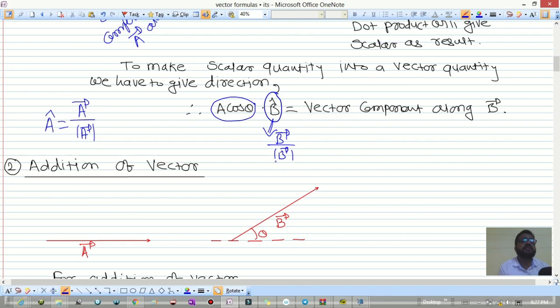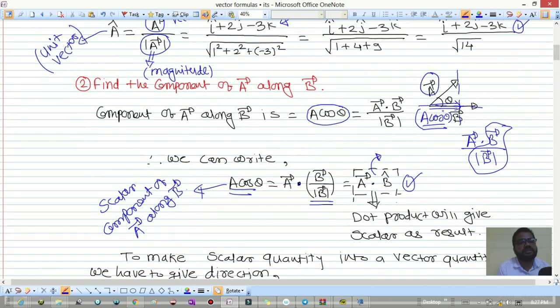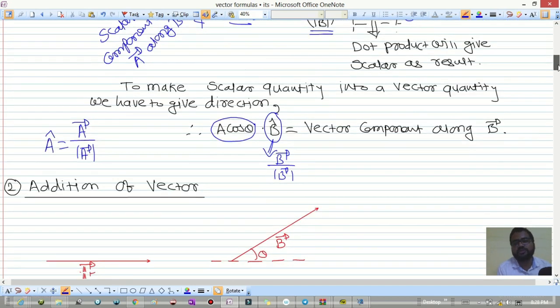Now, why did we consider b hat? Why not a hat? Because we considered a bar's component in the b bar's direction, isn't it? As you can see over here, a bar's component in the b bar's direction. So we have to consider b bar's unit vector. The direction of a cos theta is along b bar, and direction is represented by a unit vector. So the unit vector of b bar you have to consider. I hope this is clear to you all.